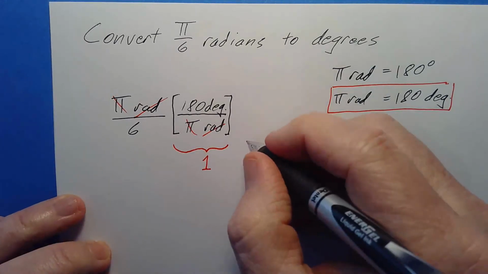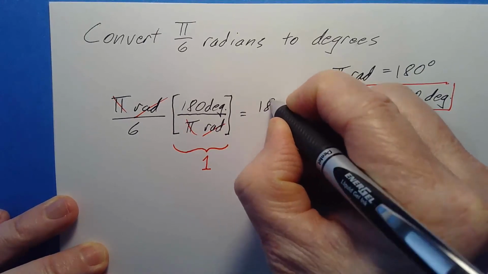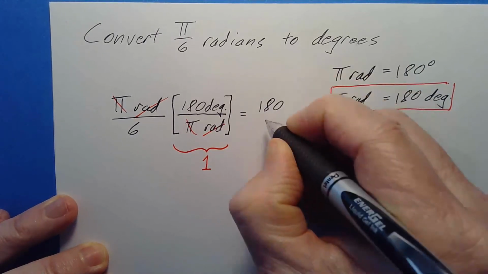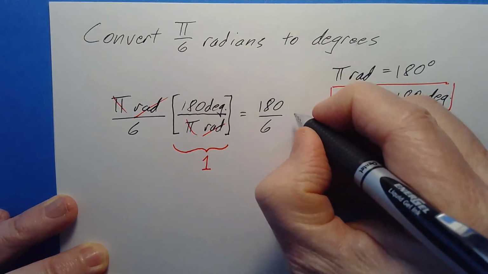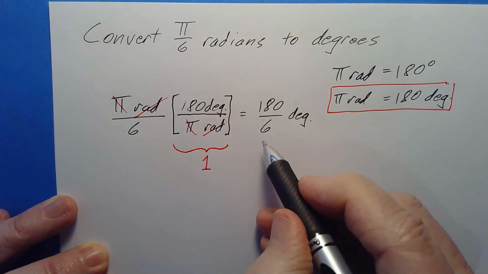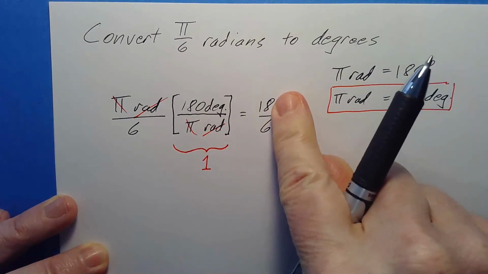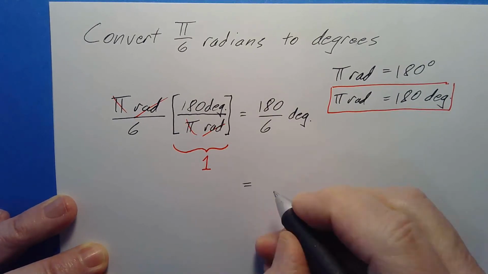Okay, and then I can rewrite this. It's starting to get a little messy, so I think I'm going to rewrite it. This is equal to 180 over 6 degrees, right? Well, hey, 180 divided by 6, I know what that is, right? 18 divided by 6 is 3. So that's the same thing as saying 30 degrees.